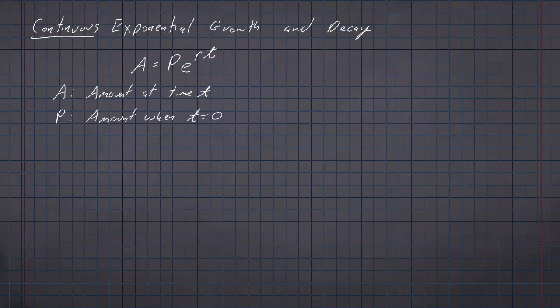Capital A is the amount that you have at the time in question. So exponential growth is going to start with a small amount of something and grow to be larger and larger. Exponential decay is going to start with a large amount of something and shrink to become smaller and smaller.